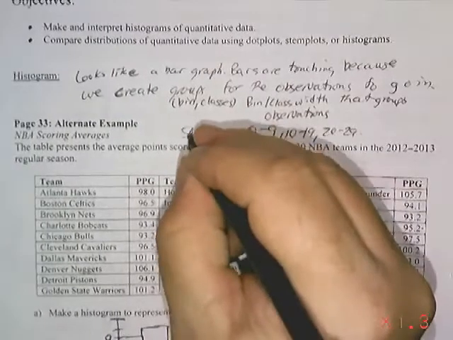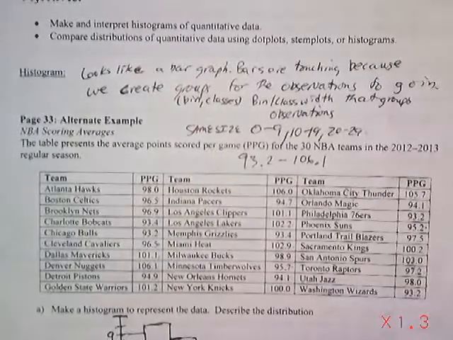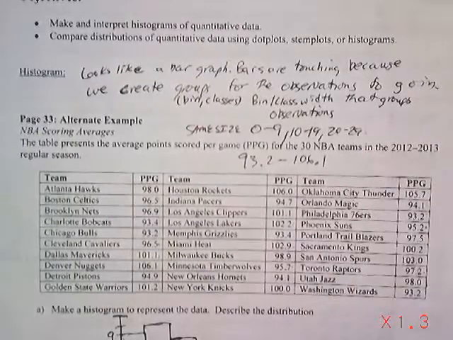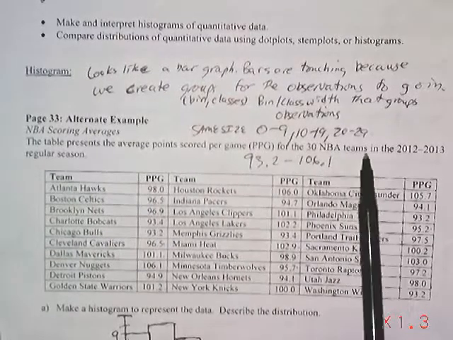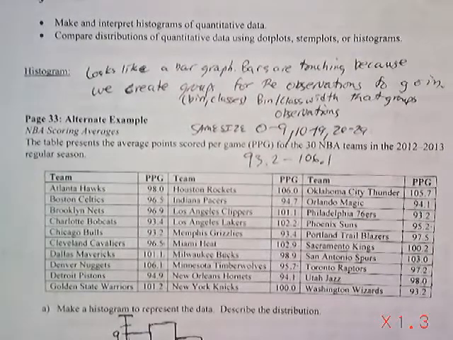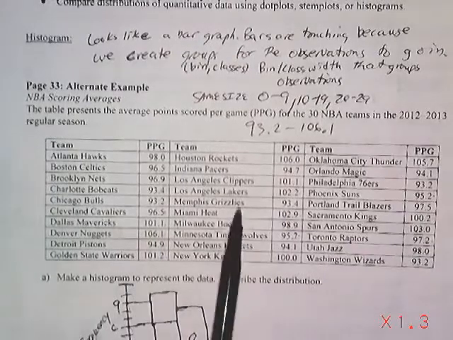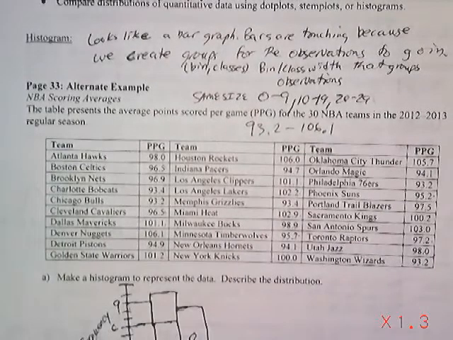This table presents the average points scored per game for the 30 NBA teams in the 2012 and 2013 regular season. Looking at this, we found that the lowest score was 93.2 and the highest scoring average was 106.1. So we want to make a histogram. The first thing we have to do is decide how we're going to group the data. We always have to start with something lower than this and go to something higher than this. One way you might do it, as I've done down here, is I started at 90 and went by fives: 90, 95, 100, 105, 110. So I made sure that I was below my lowest observation of 93.2 and above my highest observation of 106.1.